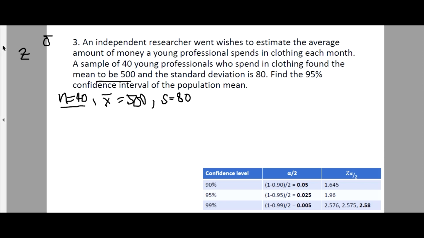Now, in cases like this, the sample standard deviation will be substituted as our standard deviation in our computation, as long as our n is greater than or equal to 30. Okay. So, therefore, our E here looks like this. So, Z alpha over 2. Then, instead of the population standard deviation, we will use the sample standard deviation. And then, divided by square root of n.